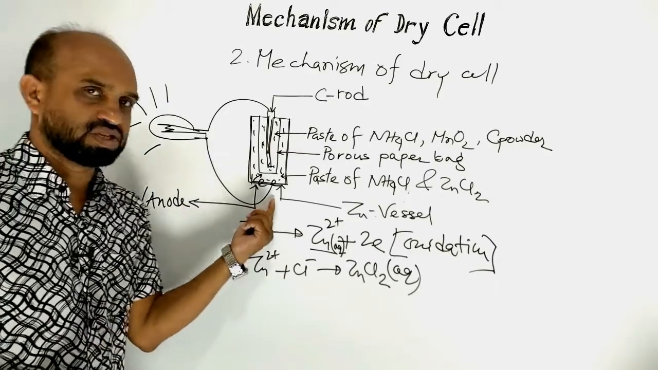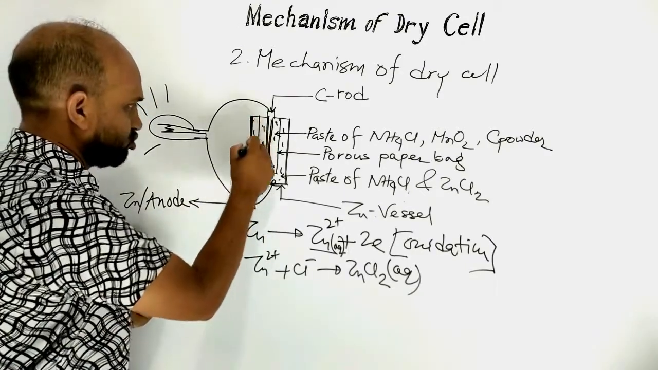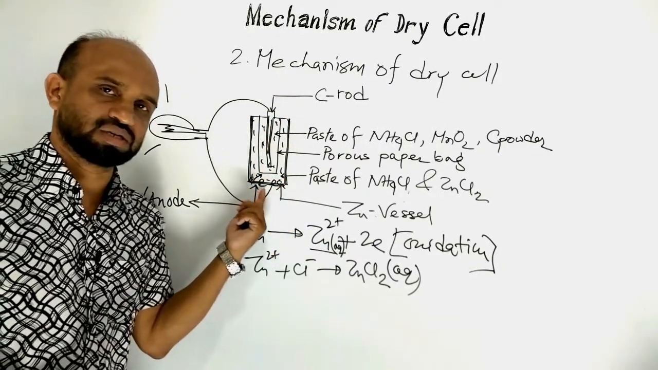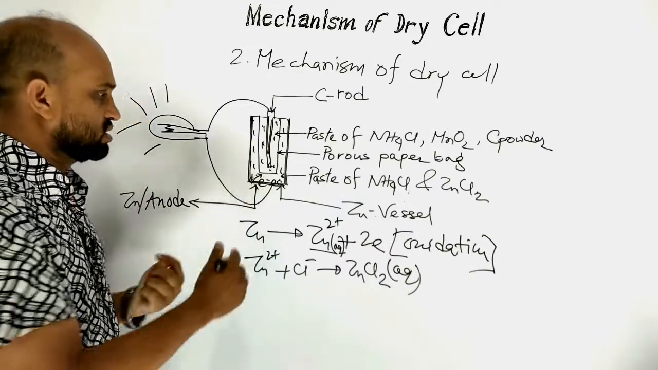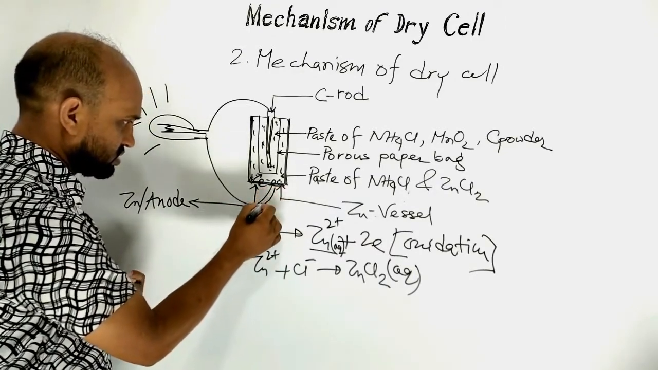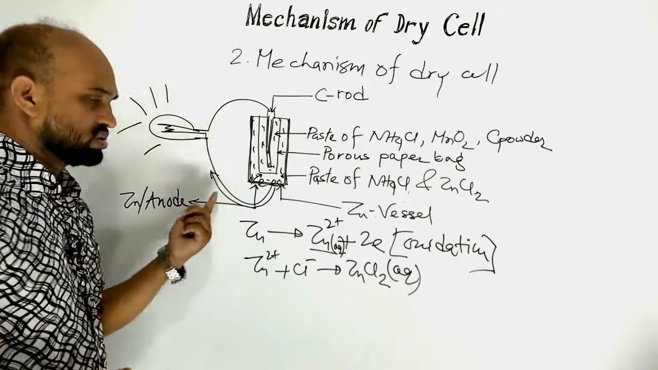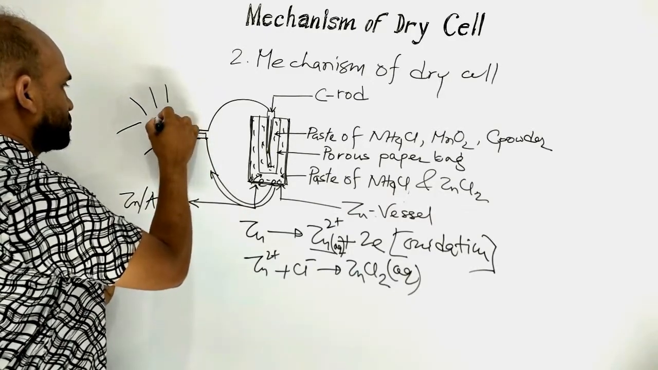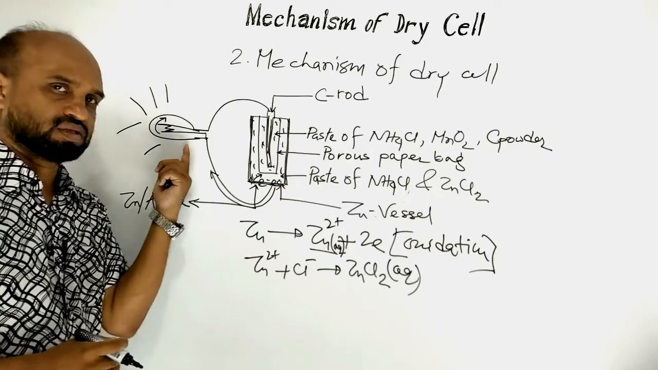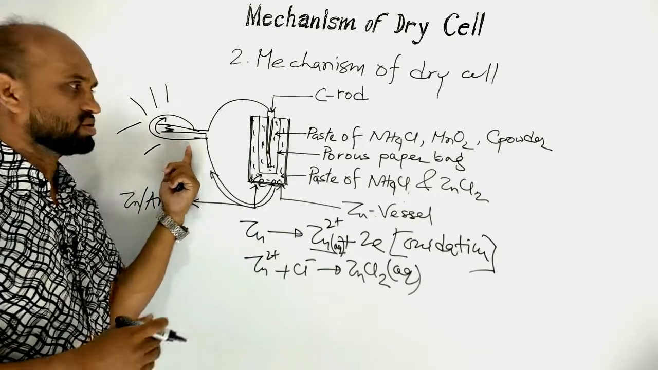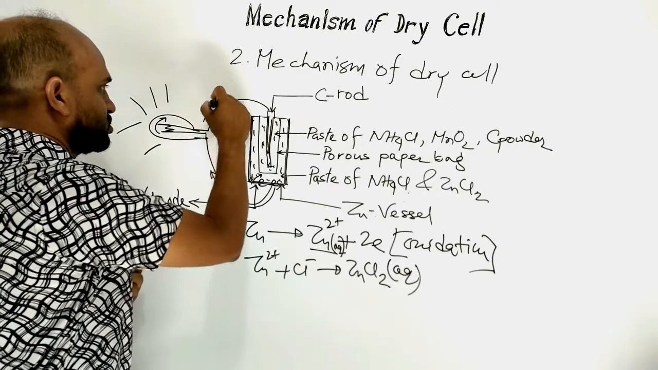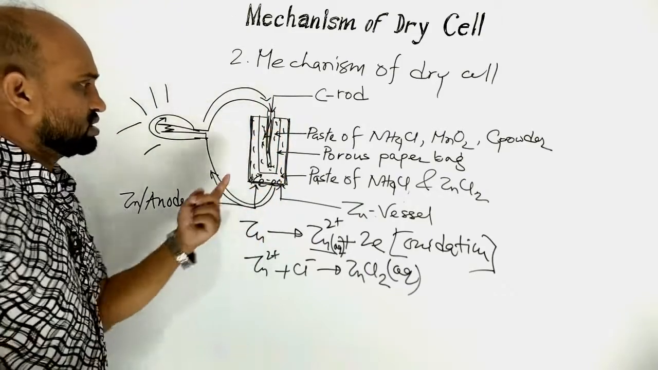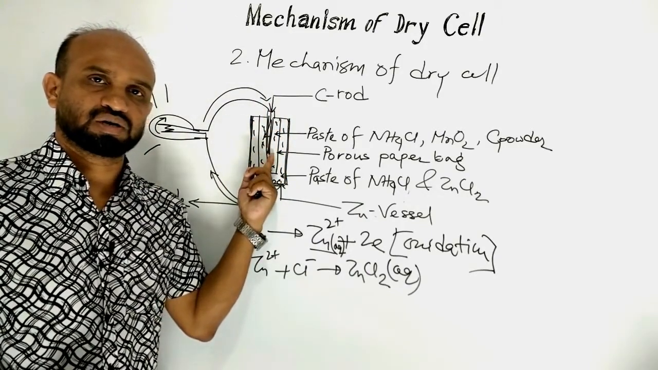With the passage of the time, in the wall of the zinc vessel, concentration of electrons increases. Then these electrons start to flow through this wire. At one stage, these electrons flow through the filament. Then this bulb will glow, and then these electrons are flowing through this wire. At one stage, electrons come to the carbon rod.